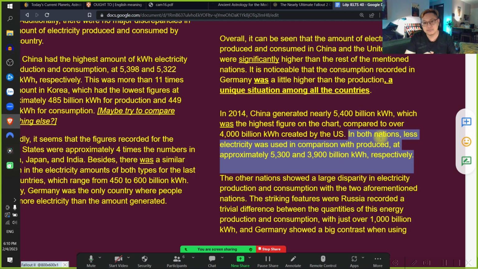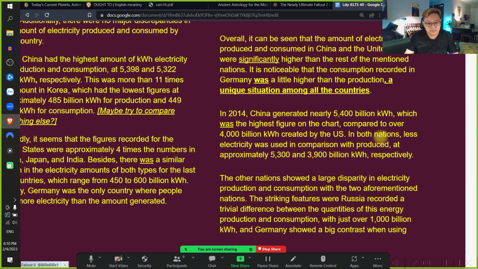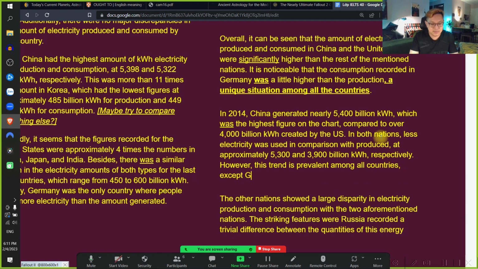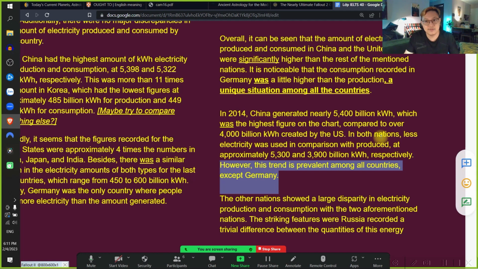So how can you change this one now? Bây giờ đổi này sao? Để cho đỡ hiểu lầm thì sao? Tuy nhiên, this trend is prevalent among all countries except Germany. Tuy nhiên xu hướng này là xuất hiện nhan nhản luôn, xuất hiện đầy khắp luôn, prevalent, trên khắp các đất nước, ngoại trừ Đức. If you write like this one, people are much less confused, you know.